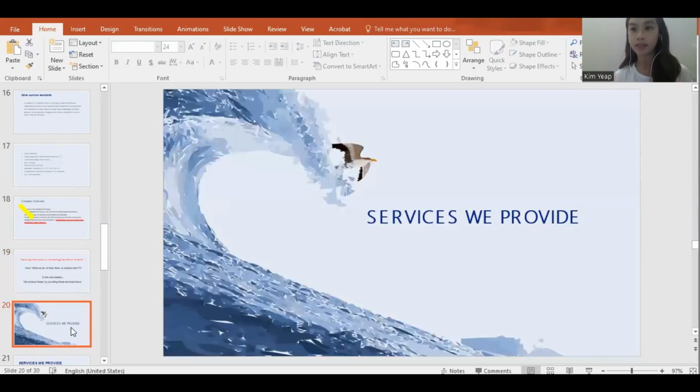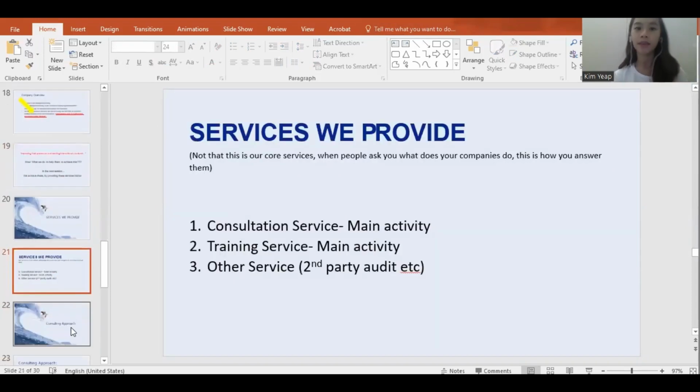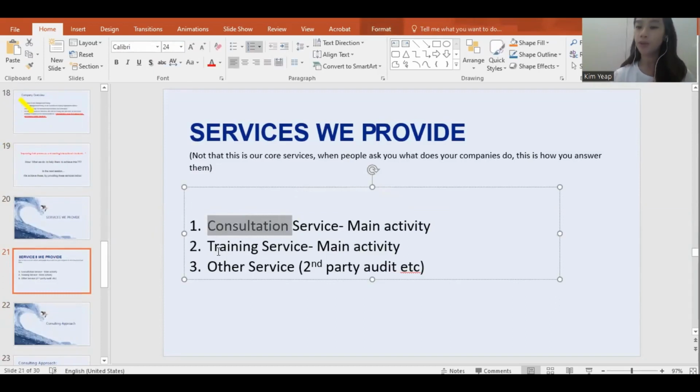Okay, so in this session, I'm going to talk about the services that we provide. There's actually three. One, the main activity, is that we provide consultation service. Just now, if you can recall, I've been telling you that the consultant helps them to comply with the standard. This is called consultation. We also provide training service, we sell training as well.